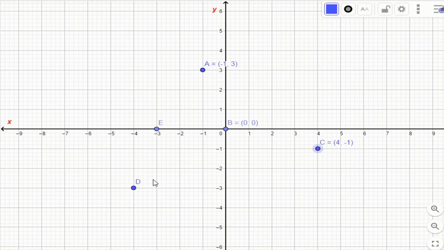In point D, mula dito sa point, papunta sa x-axis, move vertically upward. So, it stopped at -4. And then, mula sa point D, move horizontally, papunta sa y-axis, it stopped at -3. So, the coordinates of point D are -4, -3.